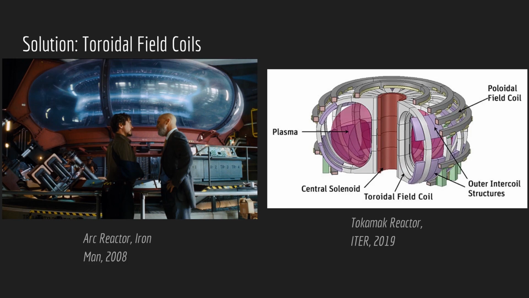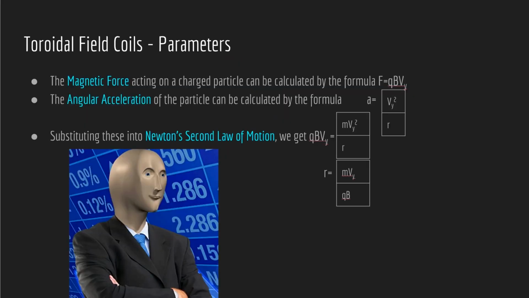Now, we know that the magnetic force acting on the charged particle can be calculated by the formula F = qBv_y, where q is the charge of the particle, B is the magnetic field strength, and v_y is the velocity of the particle perpendicular to the magnetic field. The centripetal acceleration of the particle can also be calculated by the formula a = v_y²/r, where r is the radius of the circular motion. Substituting these into Newton's second law of motion, we get r = mv_y/(qB).